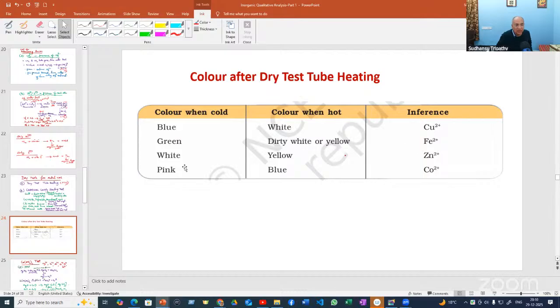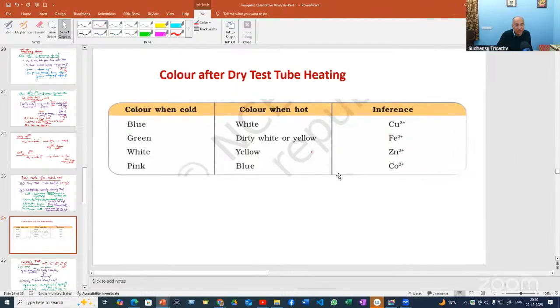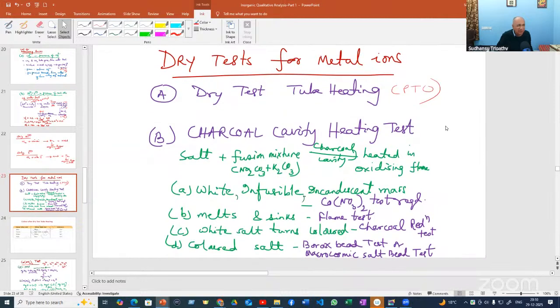It is ferrous. White becomes yellow. Zinc becomes yellow on heating, and when you cool it, it is white again. It's not written in the table, I'll tell you later. Pink cobalt turns blue on heating. So this is simple observation.